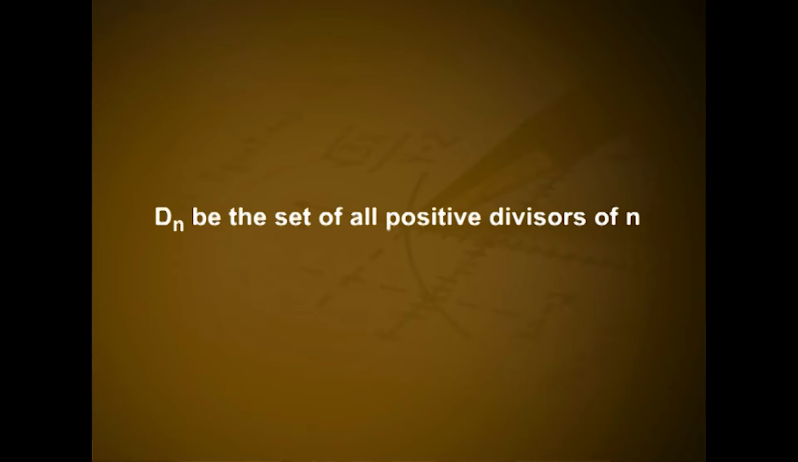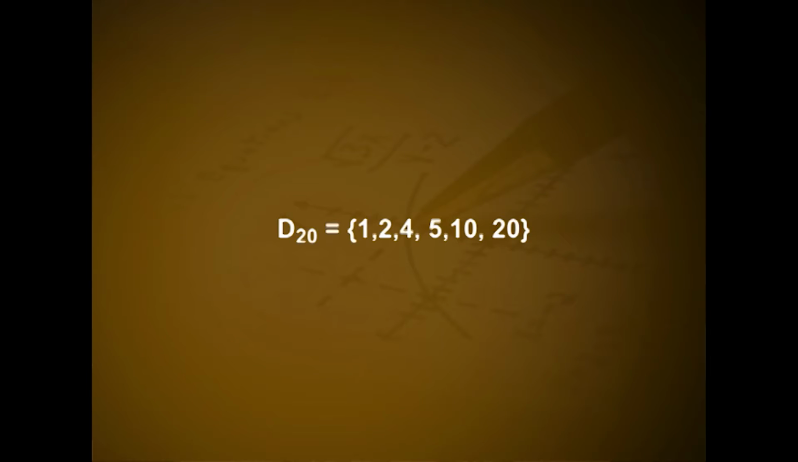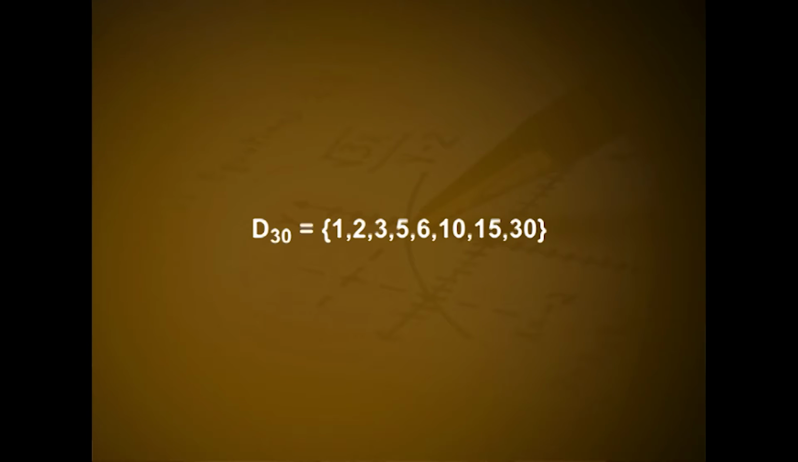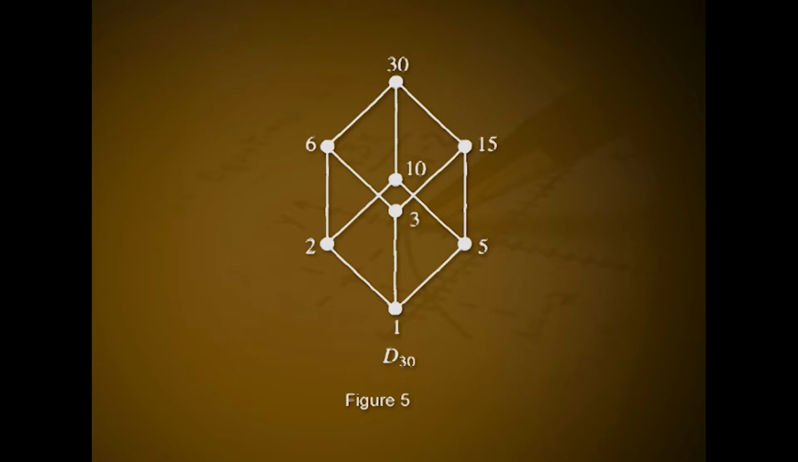Example 4. Let n be a positive integer and let Dn be the set of all positive divisors of n. Then Dn is a lattice under the relation of divisibility as considered in the previous example. Thus, if n equals 20, we have D20 equal to the set {1, 2, 4, 5, 10, 20}. The Hasse diagram of D20 is shown in Figure 4. If n equals 30, we have D30 equal to the set {1, 2, 3, 5, 6, 10, 15, 30}, and the Hasse diagram of D30 is shown in Figure 5.